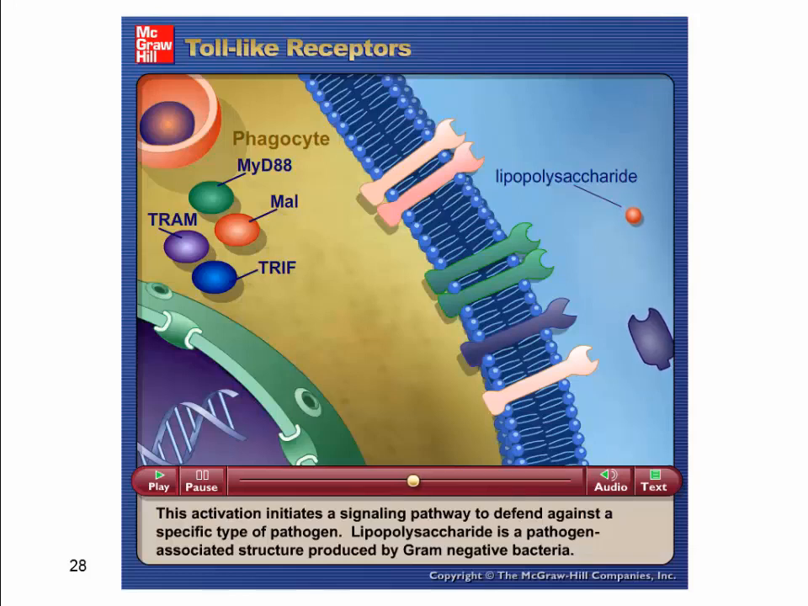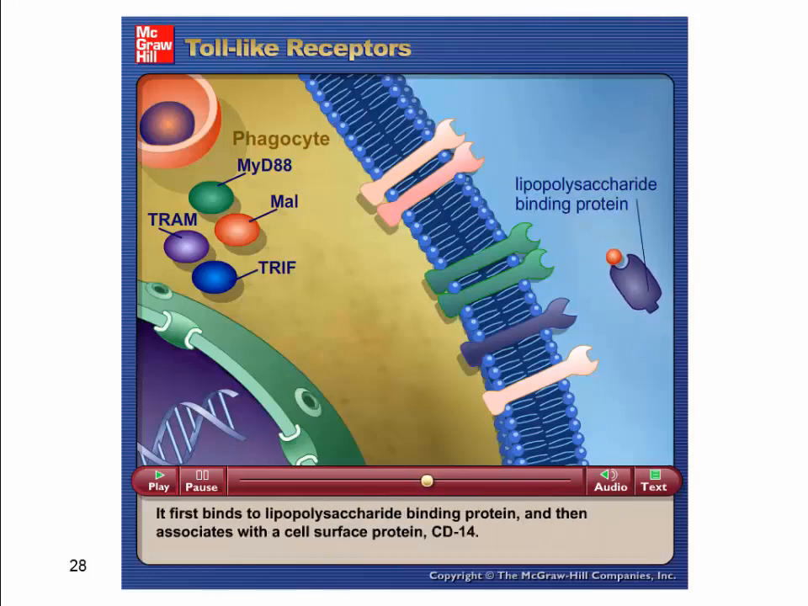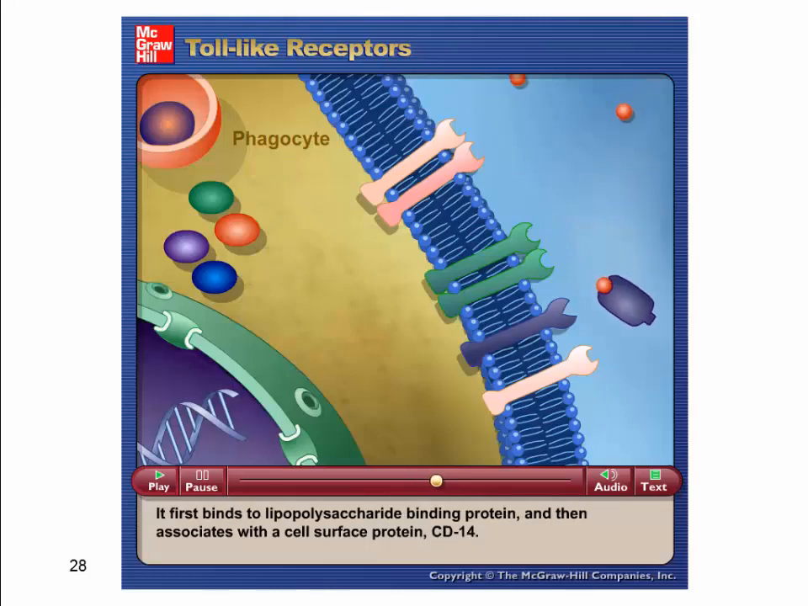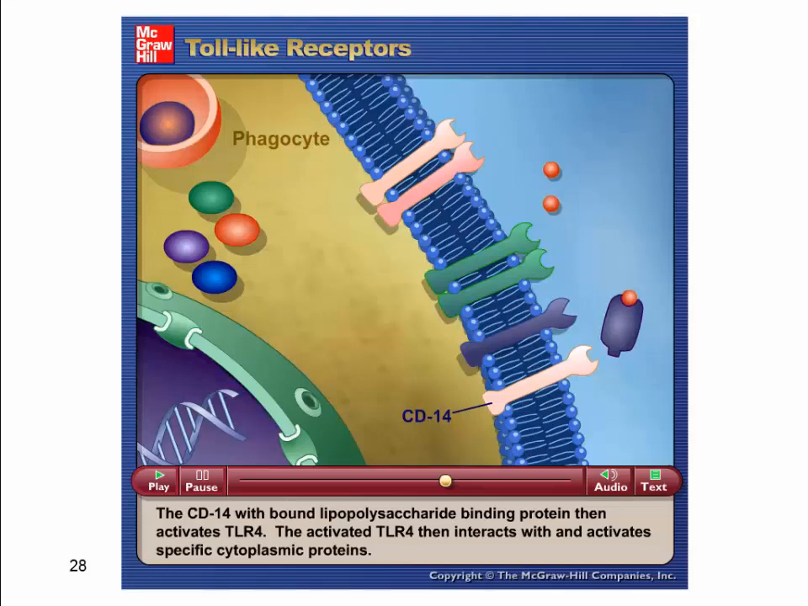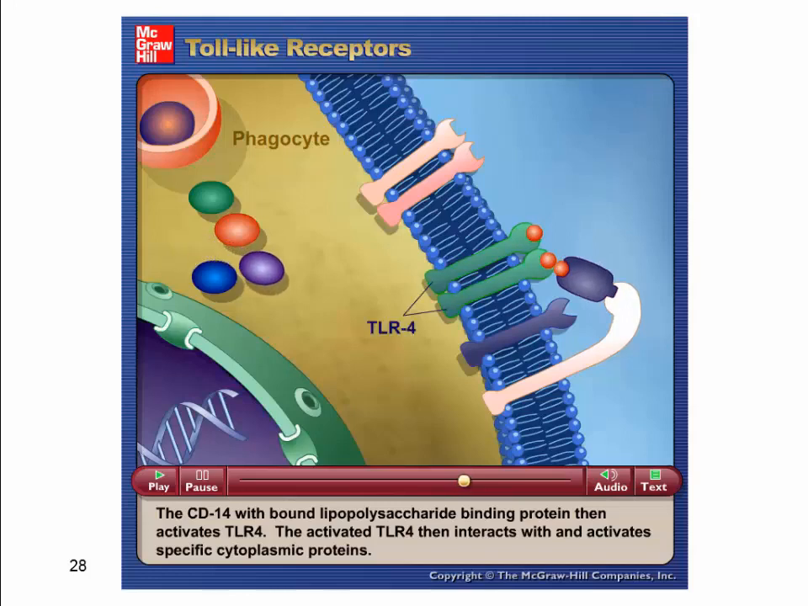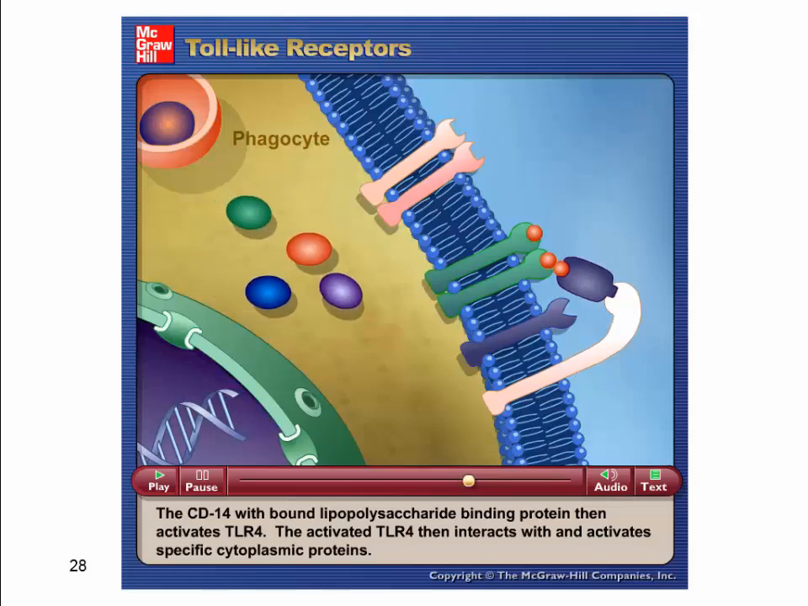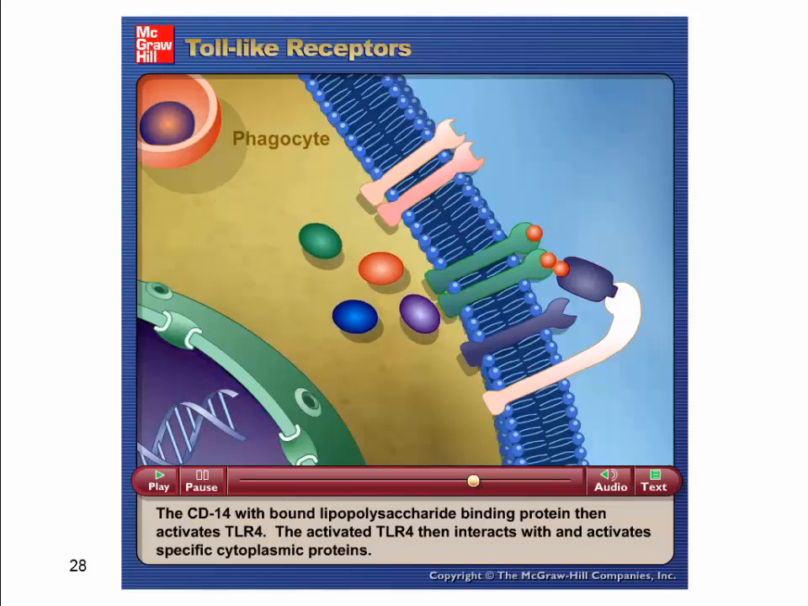Lipopolysaccharide is a pathogen-associated structure produced by gram-negative bacteria. It first binds to lipopolysaccharide-binding protein and then associates with a cell surface protein, CD14. The CD14 with bound lipopolysaccharide-binding protein then activates TLR4. The activated TLR4 then interacts with and activates specific cytoplasmic proteins.